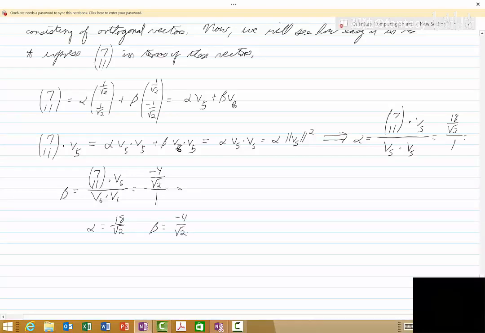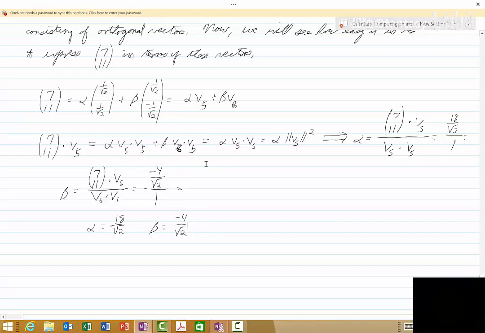And notice that we didn't have to solve any system of equations at all. We got immediate formulas for the coefficients alpha and beta, and that happened simply because when we dot each side of the equation with v5, this term dropped out. On the other hand, if we had dotted each side with v6, then this would be v6 dot v5, this would be v6 dot v6, and so we get this equation.